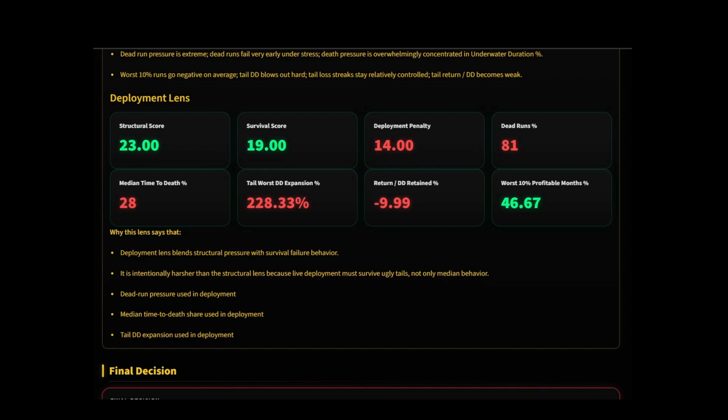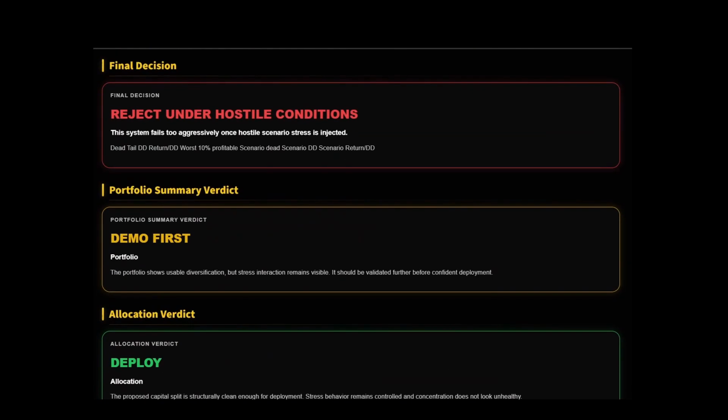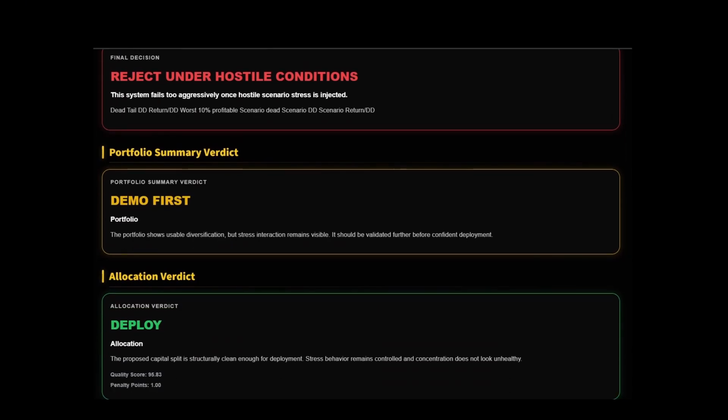After the detailed three-layer verdict, the tool moves into the final decision section. Here we get the main conclusion of the run. In this survival mode example, the final decision is reject under hostile conditions. That means the portfolio failed once the heaviest survival and scenario pressure was applied. Below that, we also get the portfolio summary verdict. This looks at the portfolio structure as a whole, especially whether the component drawdowns become too aggressive under stress.